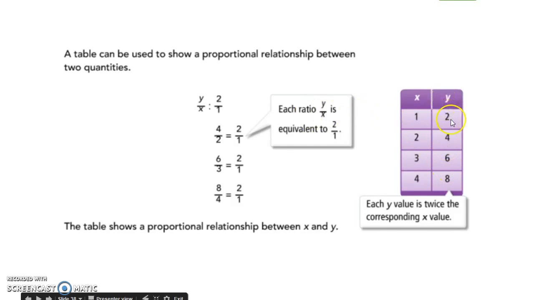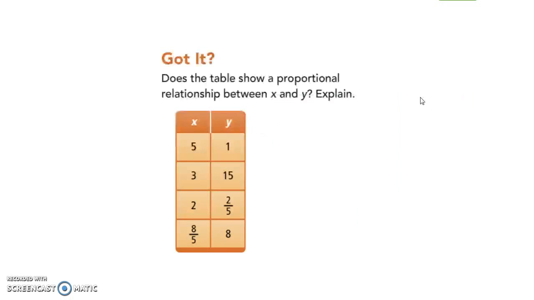So here we see y divided by x, 2 divided by 1 is 2, 4 divided by 2, it's also 2. 6 divided by 3, also 2. 8 divided by 4, also 2. So is this a proportional relationship? Yes, it is, because for every single row in the table, y divided by x gave us 2. 2 was the constant of proportionality.